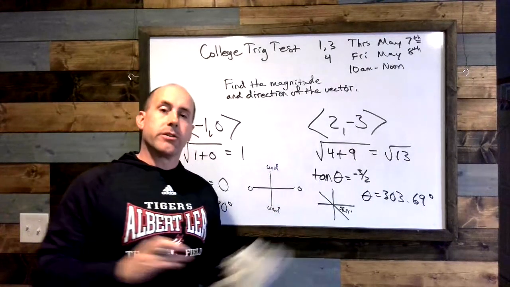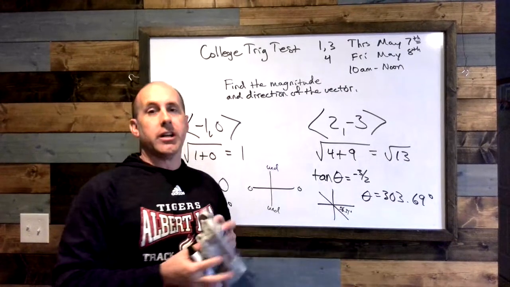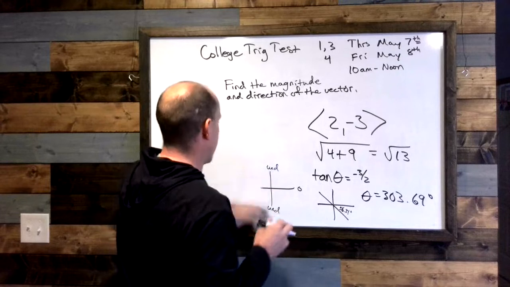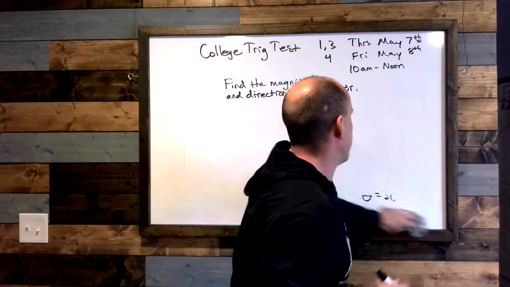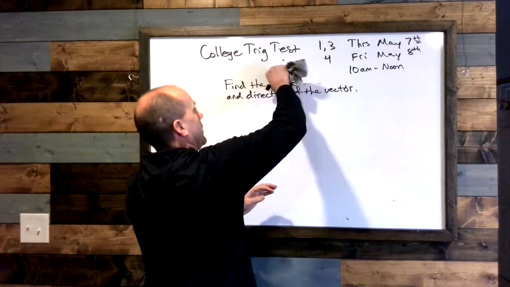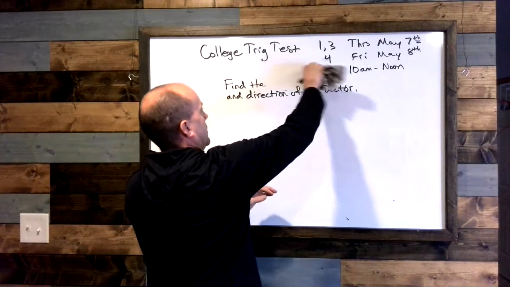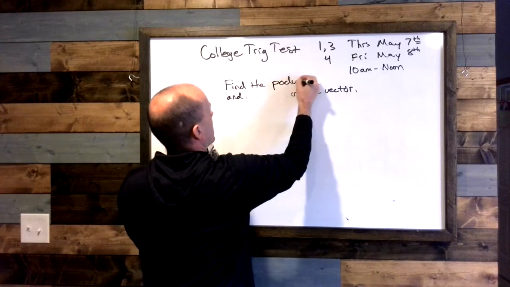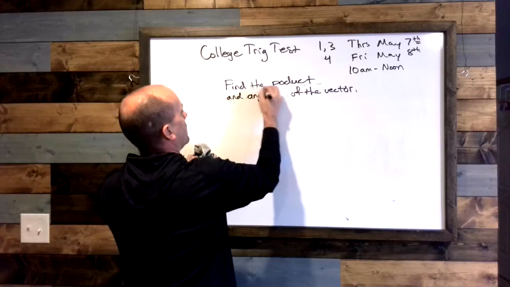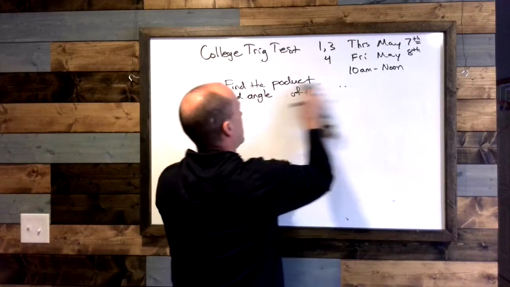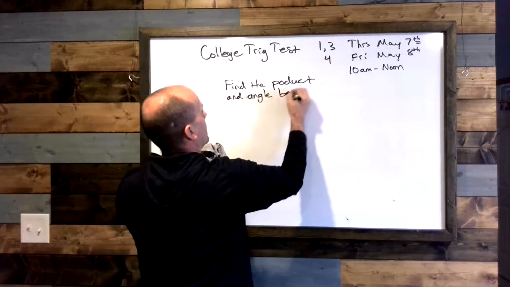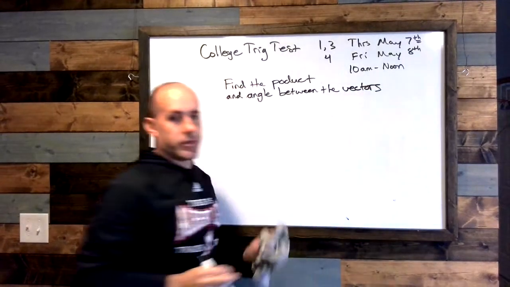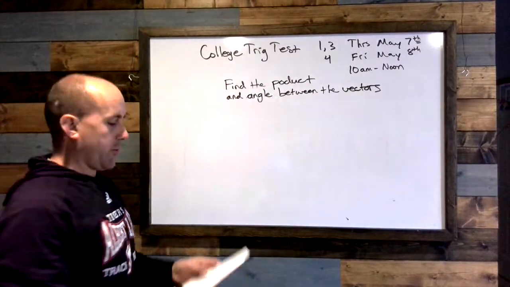So the first skill you're going to have to do on your test is to be able to find the magnitude and the direction of a vector. The second thing you're going to have to be able to do is to find the product and angle between the vectors. Okay, so we'll do 3 of these.